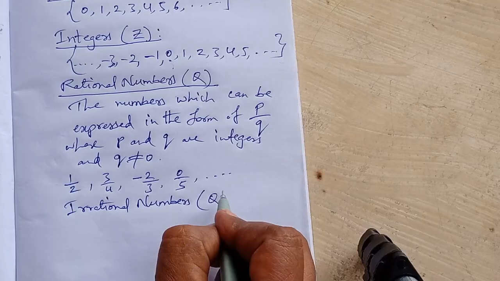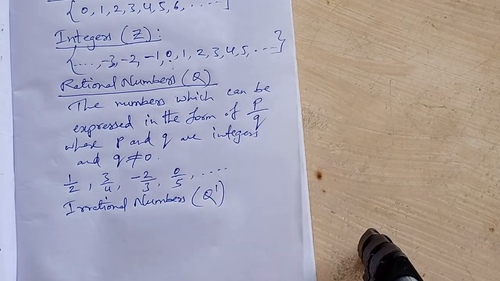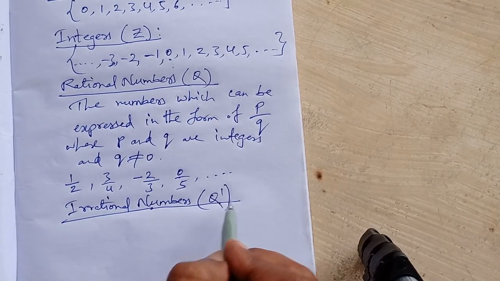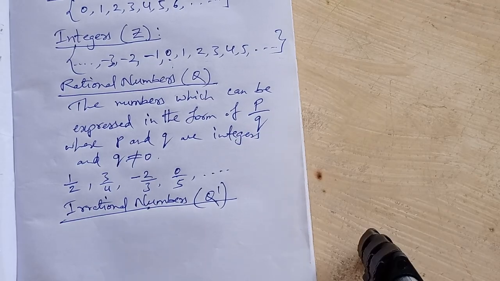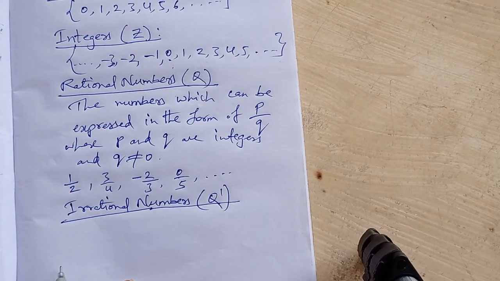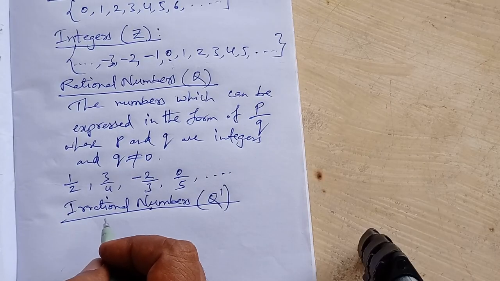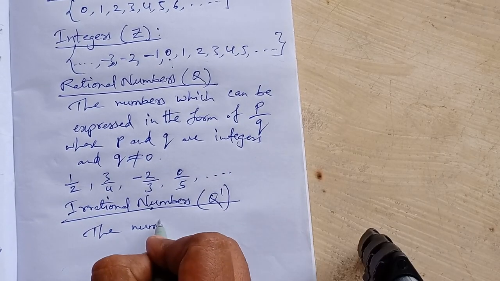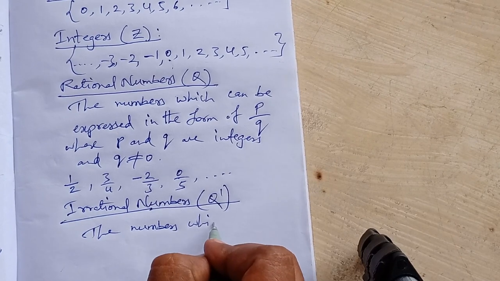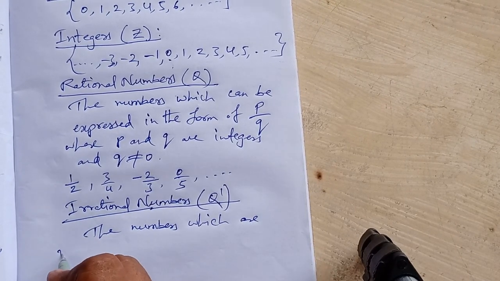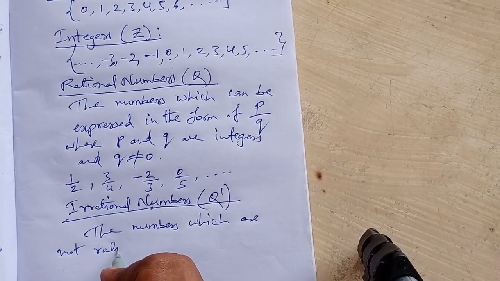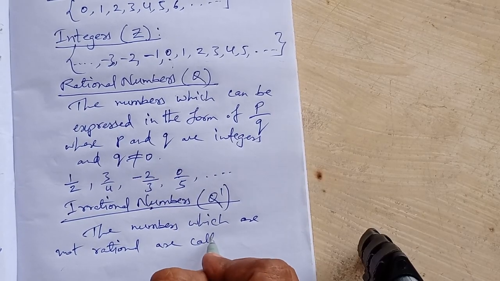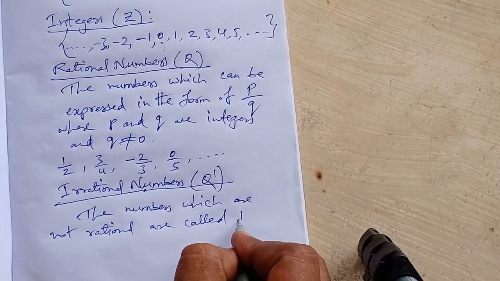Irrational numbers are denoted with Q dash. And what are irrational numbers? The numbers which are not rational are called irrational numbers.